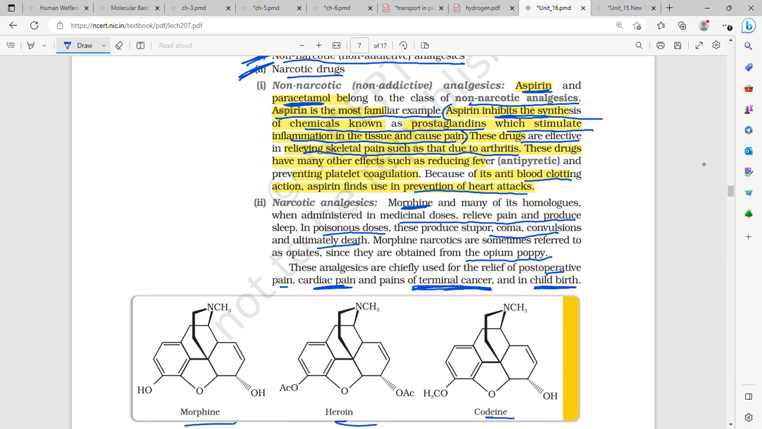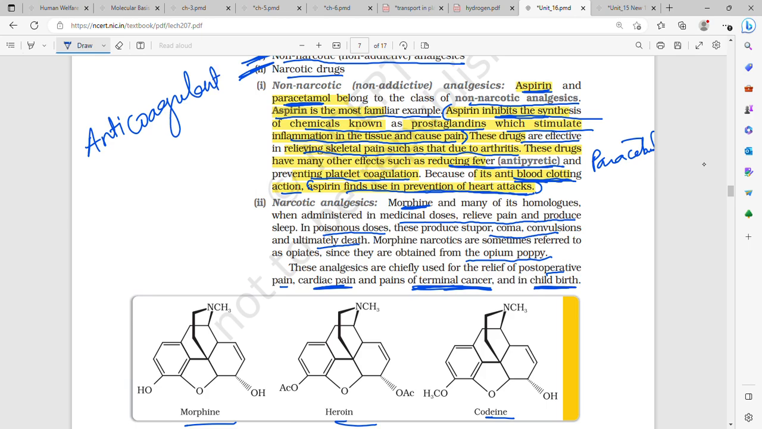These drugs have many other effects as well, such as reducing fever, that is antipyretic, for example paracetamol, and preventing platelet coagulation. Because of this anti-blood clotting action, aspirin finds its use to prevent heart attacks. Later on it was found out that they do not let the blood clot, so they kind of act as an anticoagulant.